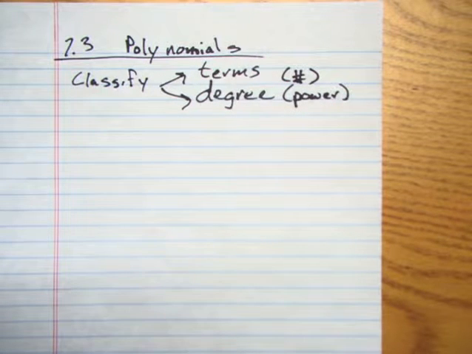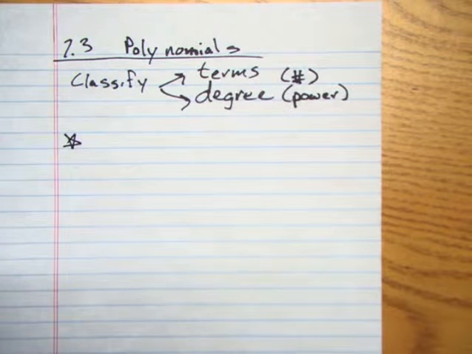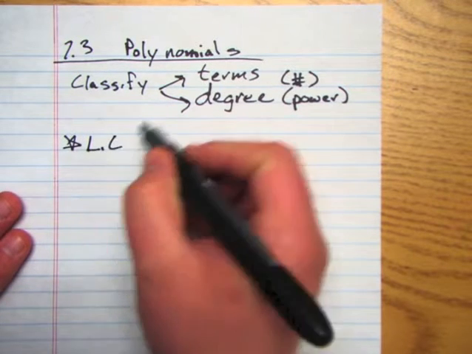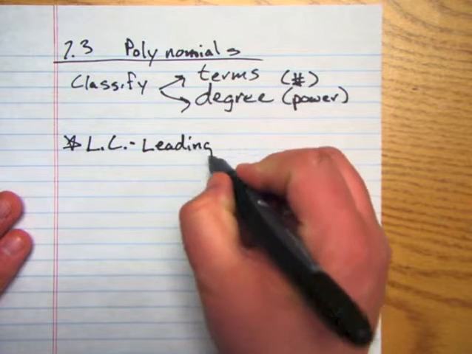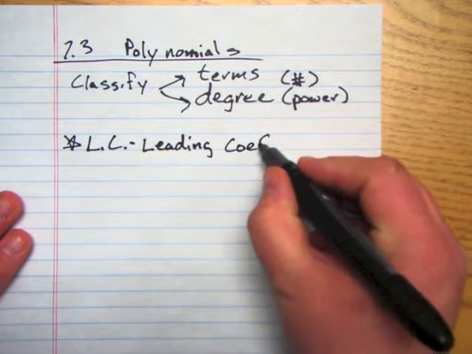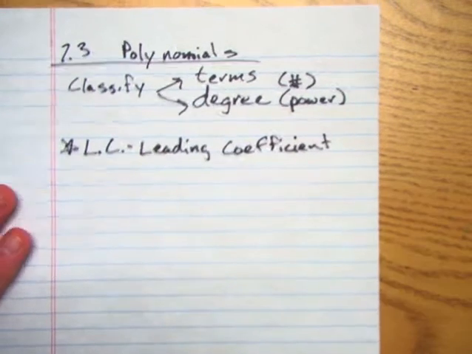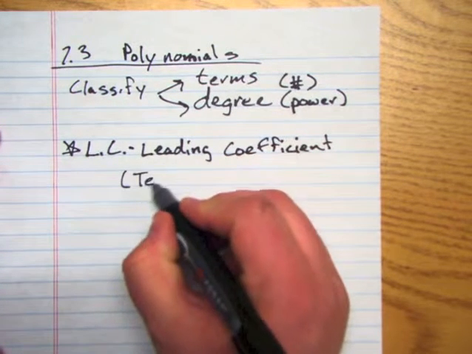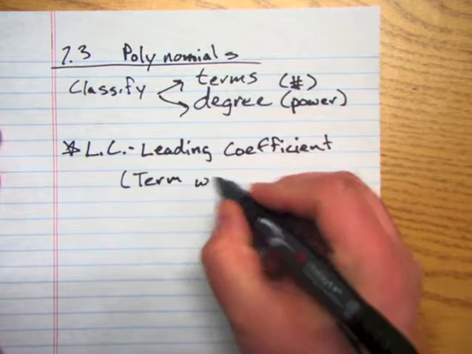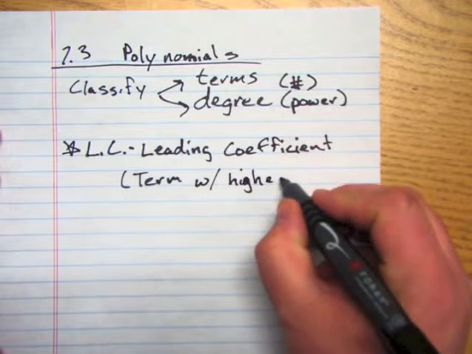And so I'm going to give you some examples. The other thing that it's not a part of the classification process, but it will be important later on, is we need to know the leading coefficient. Now, for some reason, you guys did pretty good on the leading coefficient. That's just essentially the term with highest degree.